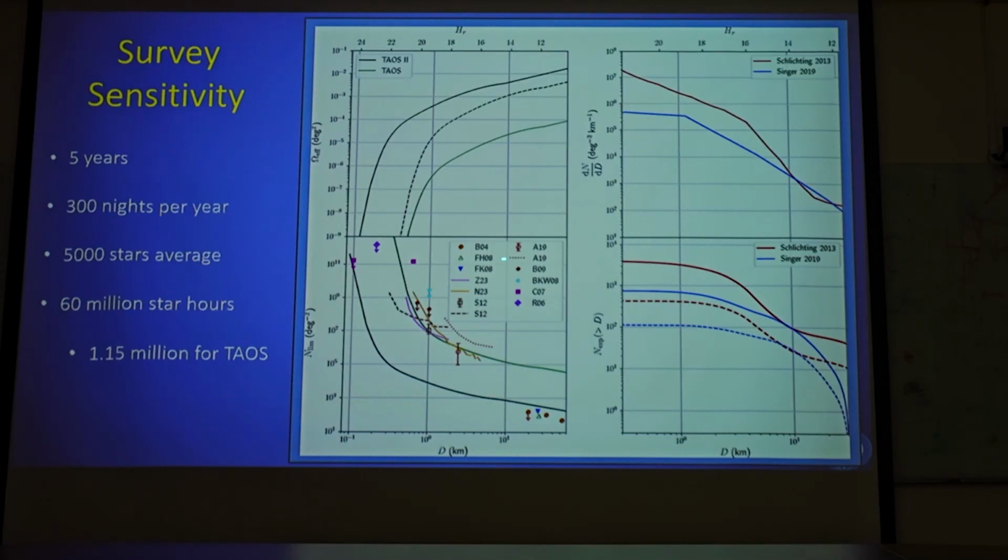Here we show all the measurements or all the models that I showed earlier, converted to the number density of objects, and then this is the detection limit of a TAOS II survey. So no matter which model in the end is the correct one, TAOS II will be able to detect it.